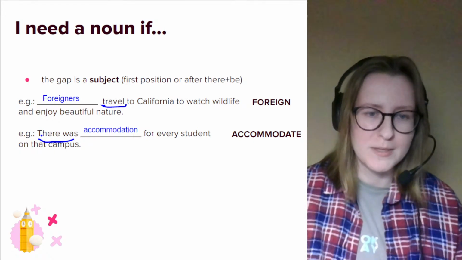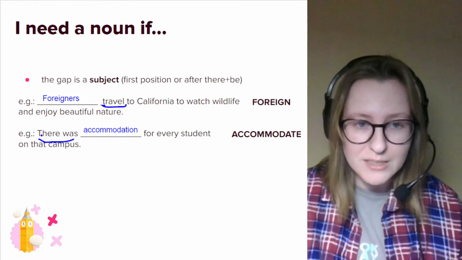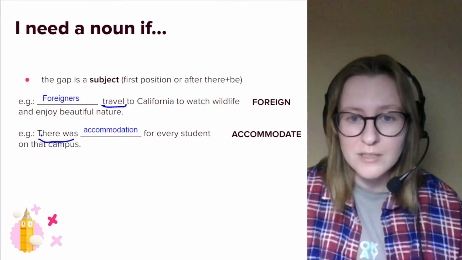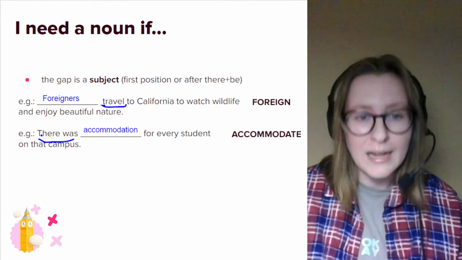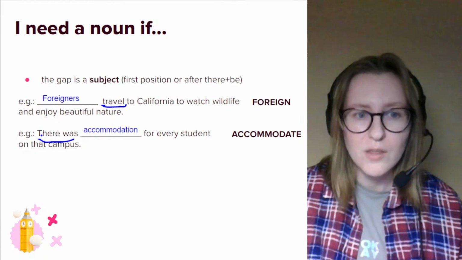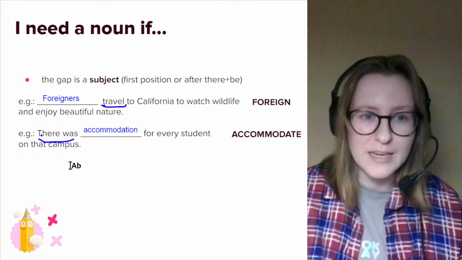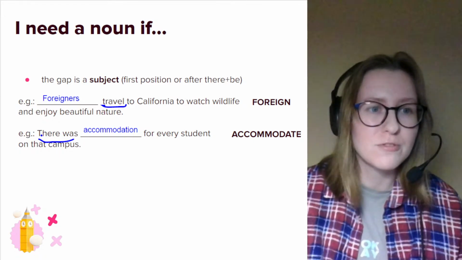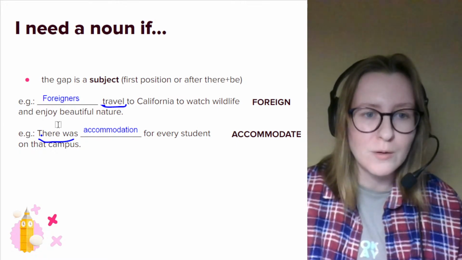Why am I not talking about singular or plural nouns in this case? Well, because accommodation in this sense is uncountable, right? There was also tells me that I would still need a singular noun even if this word was countable, right?